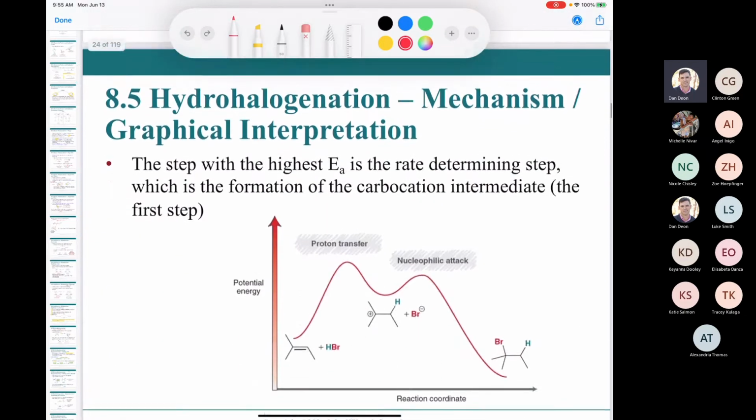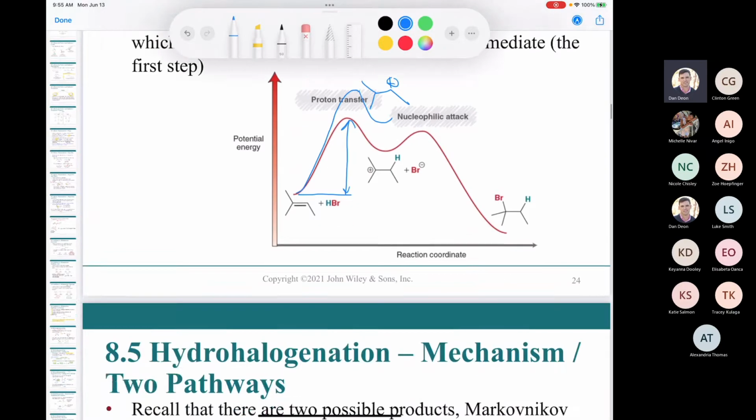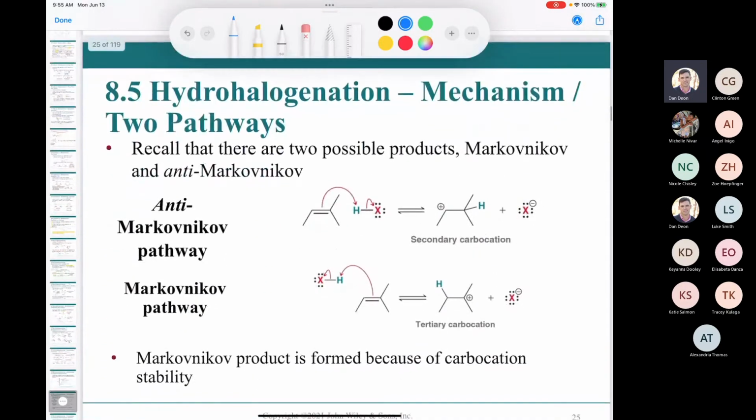I knew you'd be able to figure it out. If you look at the reaction coordinate diagram, you see that the rate determining step is the proton transfer. This is the activation energy here. But you can imagine that if you wanted to make that secondary carbocation that's up here, then the activation energy is going to be way higher, because that secondary carbocation is higher in energy. And that is the reason why we get Markovnikov addition.